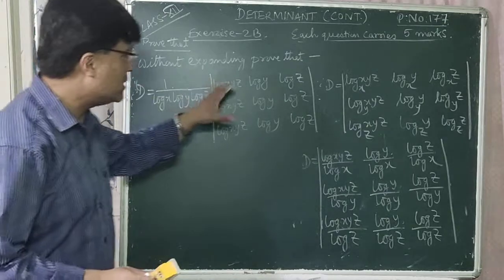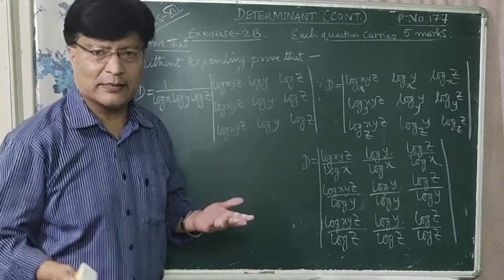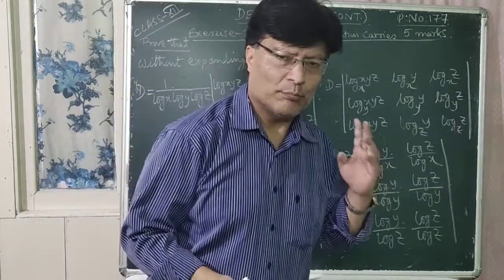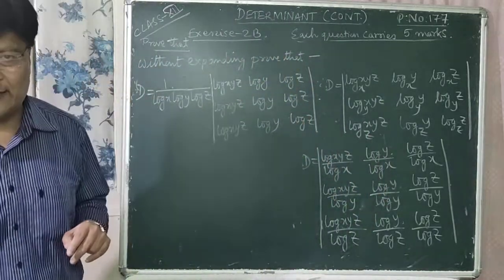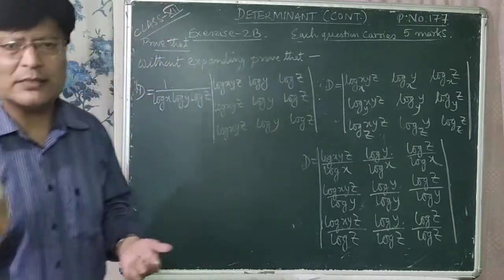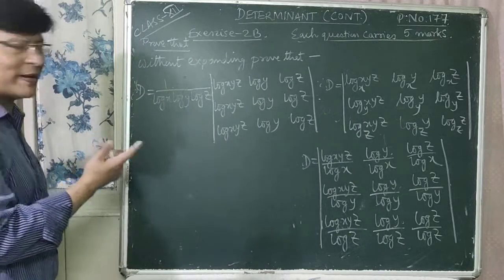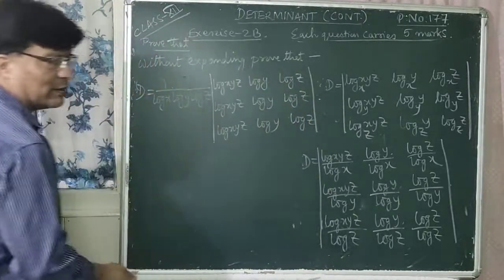So what do we see here? In this determinant, all the 3 rows are identical, but the value of the determinant will be 0 if at least 2 rows are identical. That means 2 rows are already identical here. So what is the value of this determinant? It is always 0. So without expanding, this determinant is always 0 because here 2 rows are identical.